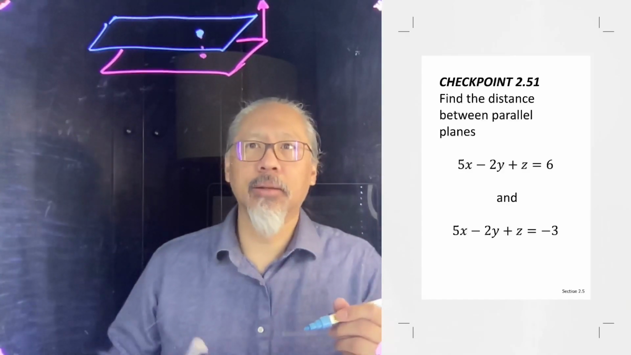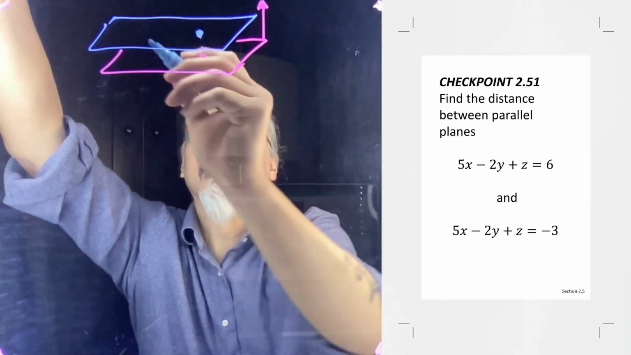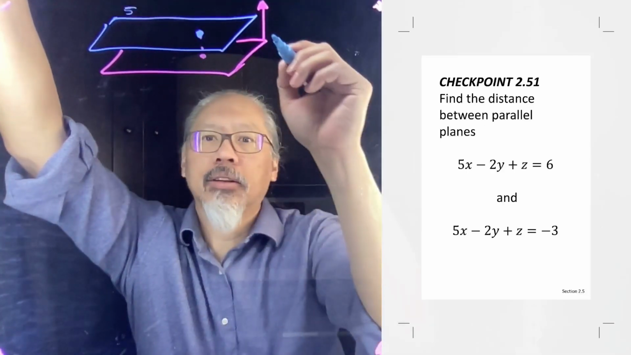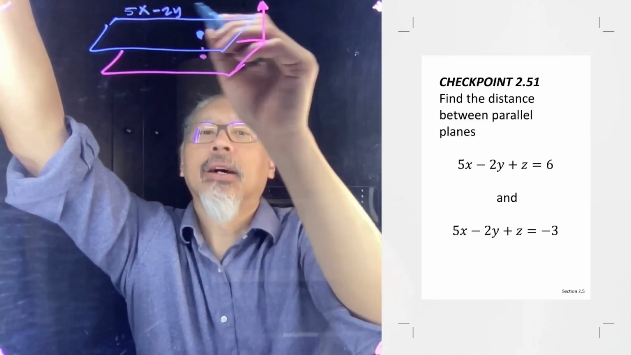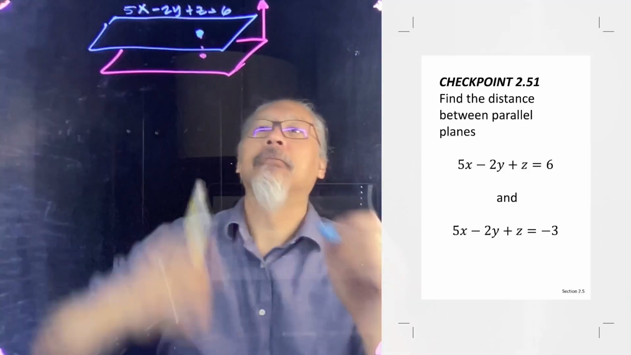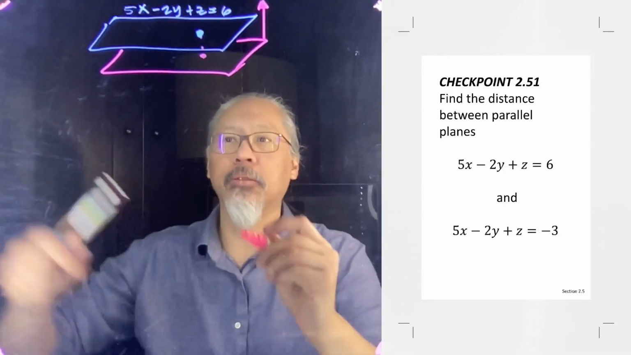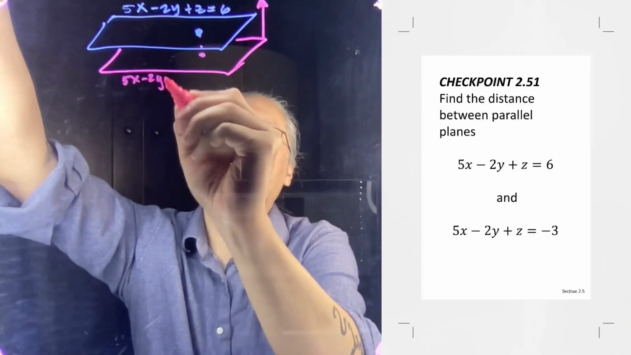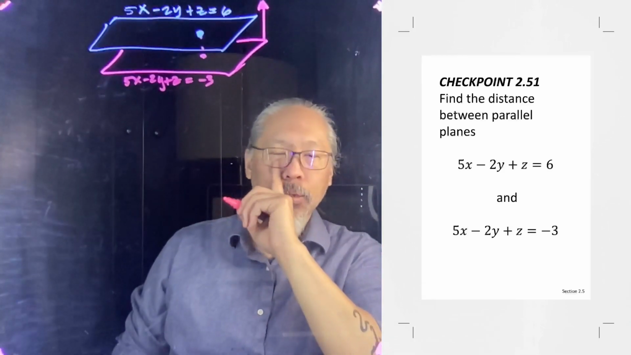Anyways, let's assign the planes themselves. Let's say the first one is that plane, let's write it right above, 5x minus 2y plus z is equal to 6. And then the other plane would be 5x minus 2y plus z is equal to -3. So we have a couple planes.